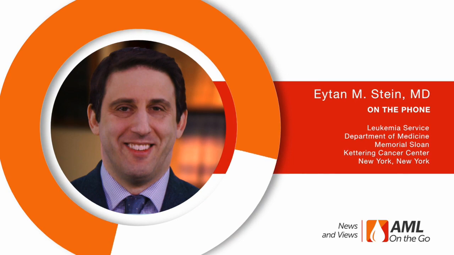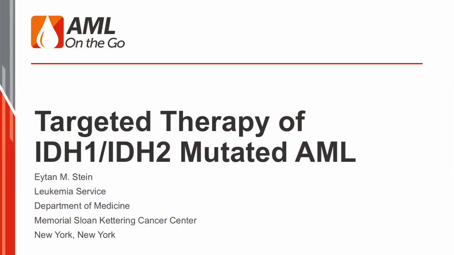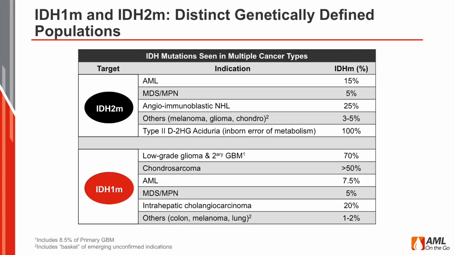What I'm going to be talking to you about today is targeted therapy of IDH1 and IDH2 mutated acute myeloid leukemia. What's interesting about mutations in isocitrate dehydrogenase, which come in two flavors, IDH2 mutations and IDH1 mutations, is that they predominate in different kinds of malignancies. IDH2 mutations are more commonly found in hematologic malignancies, and IDH1 mutations are more commonly found in solid tumors.